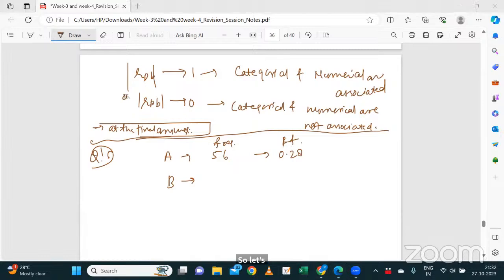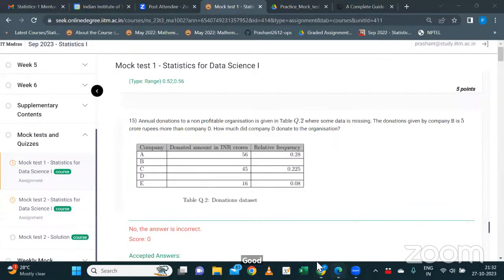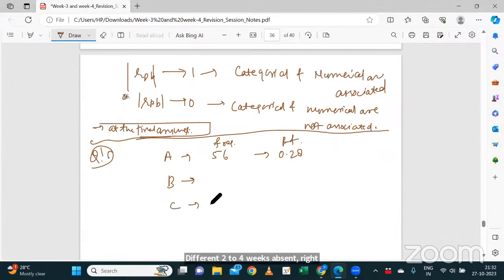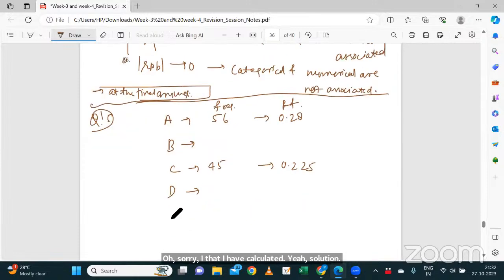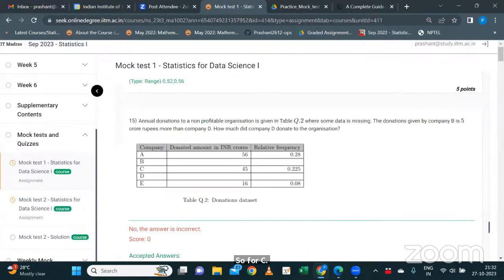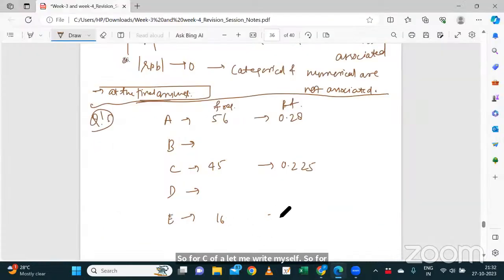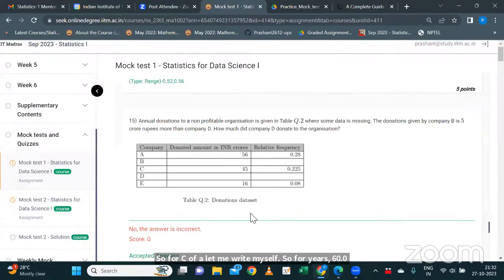0.22 for B it's absent, right? Sorry, sir, I have calculated. So for C, let me write myself. For E, it's 60.08. Okay, so it says we have information.